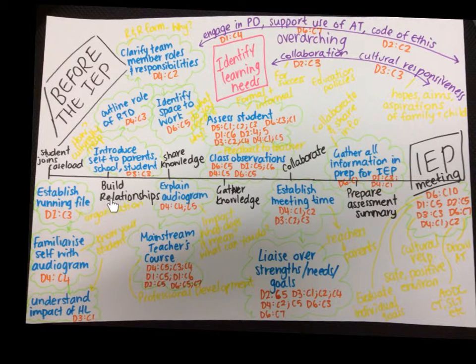So I introduce myself to the parents, the school, and the student, and again this covers a number of the competencies actually, but the key one that I thought was Domain 3, Competency 3, which is demonstrating cultural responsiveness when working with professionals, parents, families and whānau.